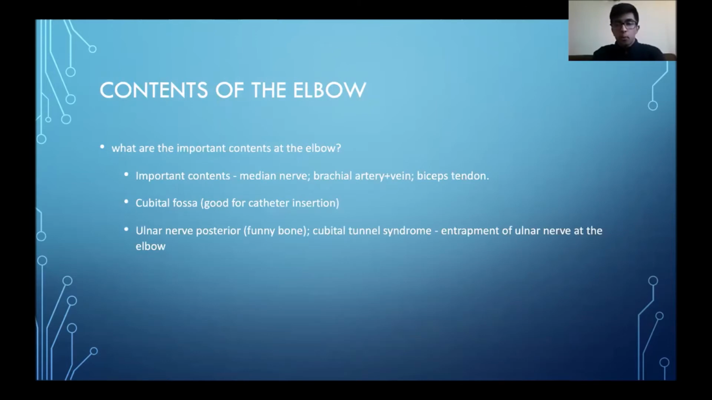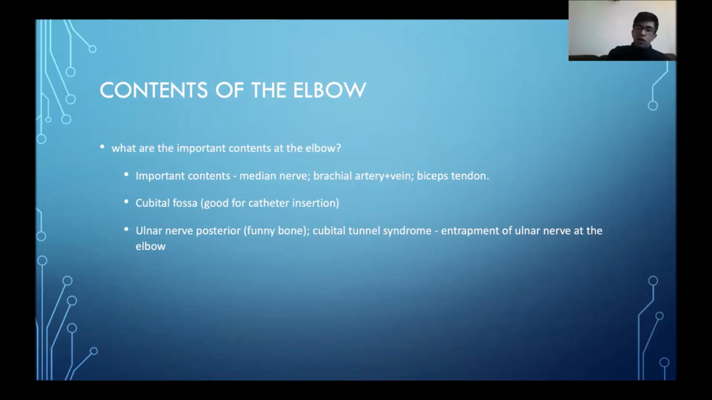Okay, so we have important contents at the elbow, and just to be aware, you have the median nerve, the brachial artery and vein, and the biceps tendon. The cubital fossa is a place that is good for catheter insertion, right? So you can put a catheter in there. There's also a possibility that you have cubital tunnel syndrome. The ulnar nerve is posterior, right? We talked about the ulnar nerve. We have the radial nerve supplying here and here, but the ulnar nerve is here at the elbow, and that's what is responsible for the funny bone.